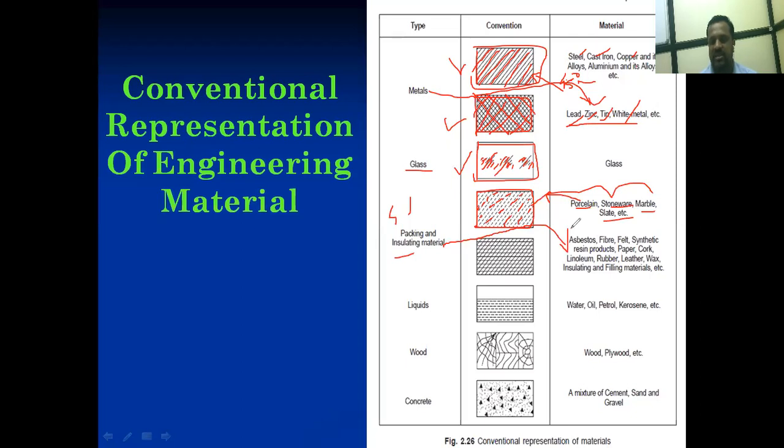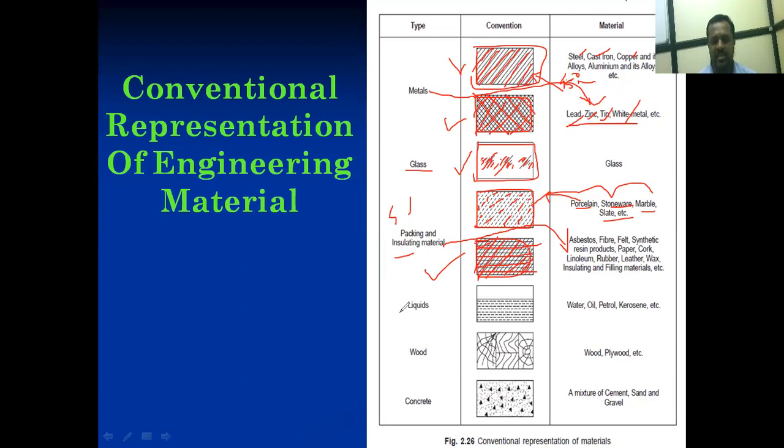Now see the next: insulating materials. These consist of asbestos, fiber, clay, synthetic materials, paper, cork, rubber, and leather. How do we show insulating materials in the conventional manner? Similar process. Again we draw a square box, and inside that square box, in a similar manner, we draw the inclined hatching line at a particular angle like this. Then we draw horizontal straight lines across that inclined hatching line. This is the conventional representation for insulating material.